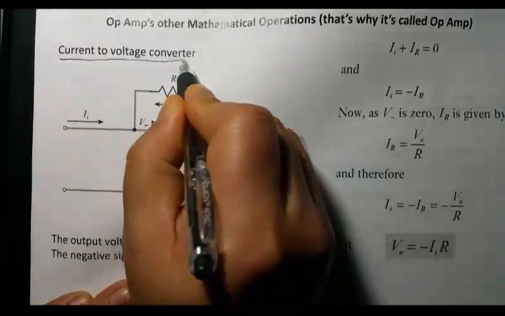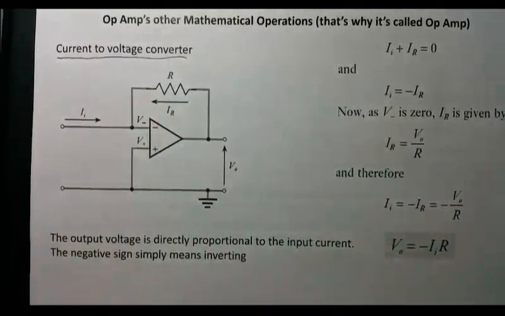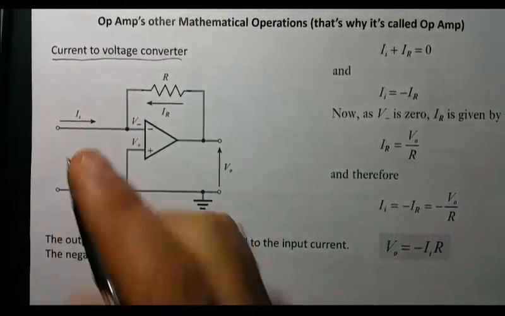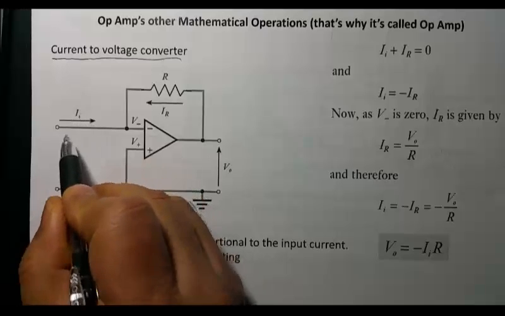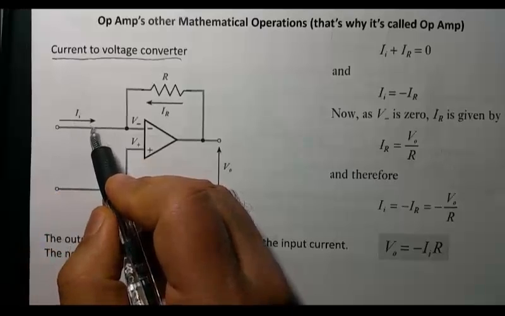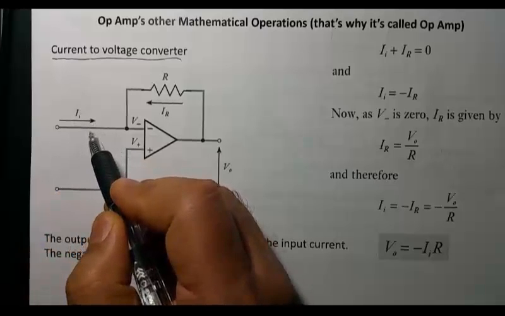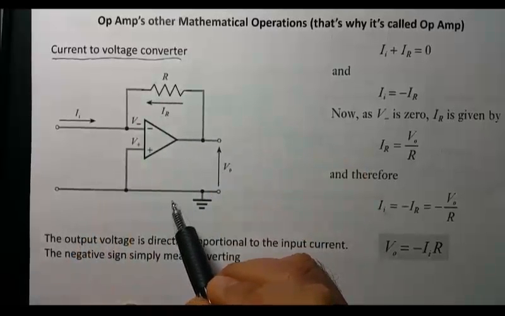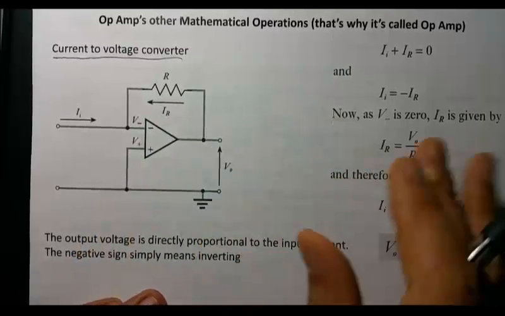You can convert current to voltage. So in many applications you're going to need that. So you will get current from some sensor, say, and you will have to convert that current from these different sensors to the voltage, right? And then you can calibrate the instrument.